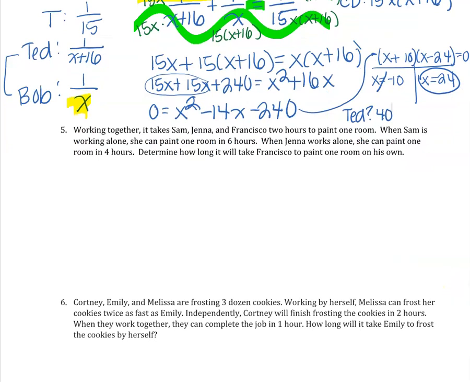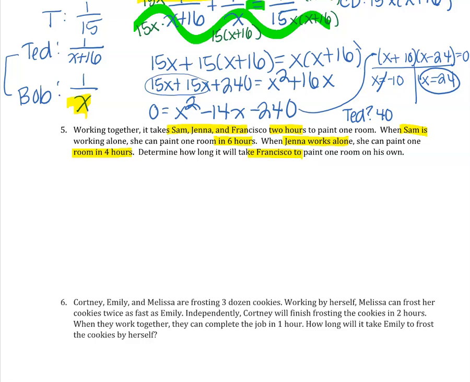All right, question 5. Working together, it takes Sam, Jenna, and Francisco 2 hours to paint one room. When Sam is working alone, she can paint the room in 6 hours. When Jenna works alone, she can paint one room in 4 hours. Determine how long it takes Francisco to paint the room on his own.